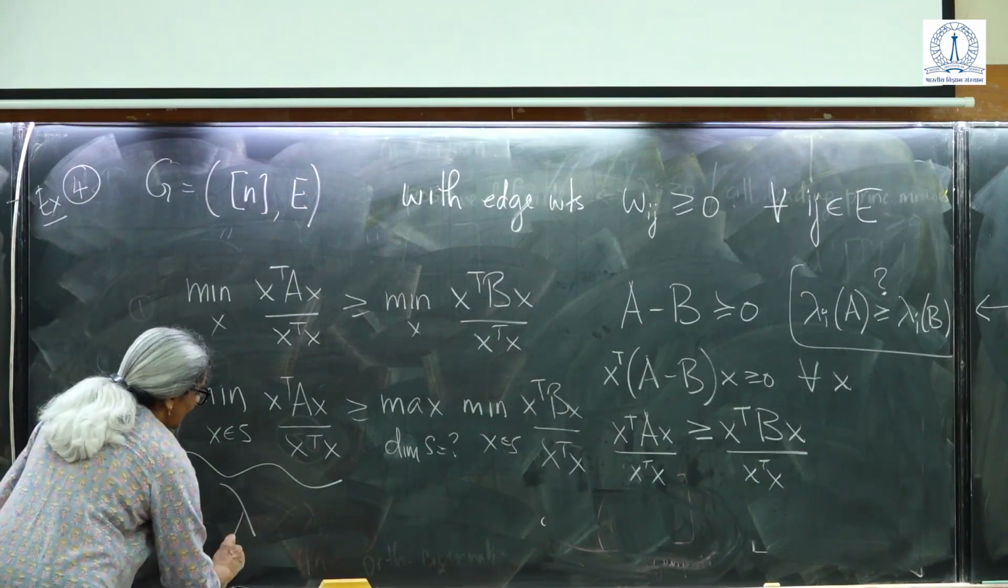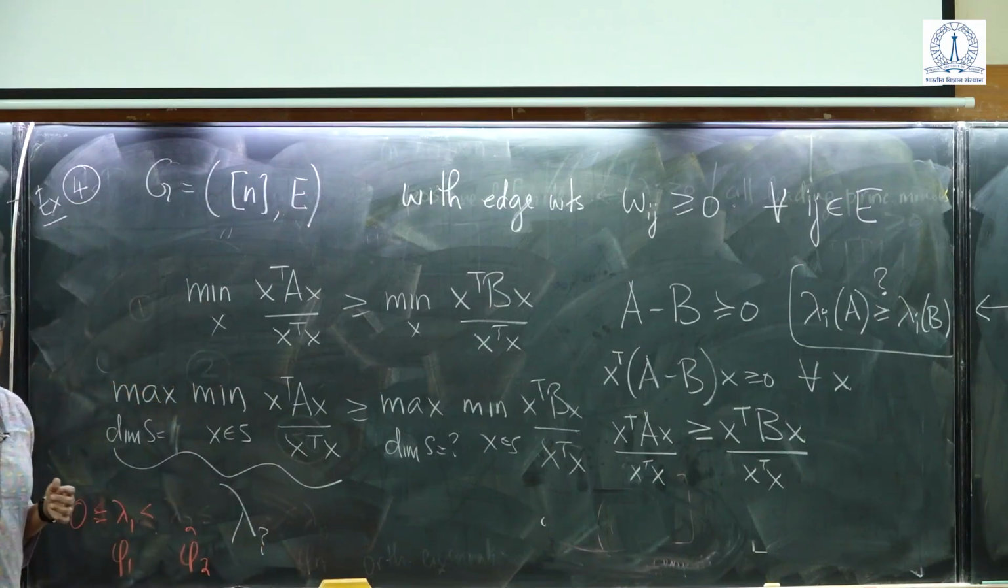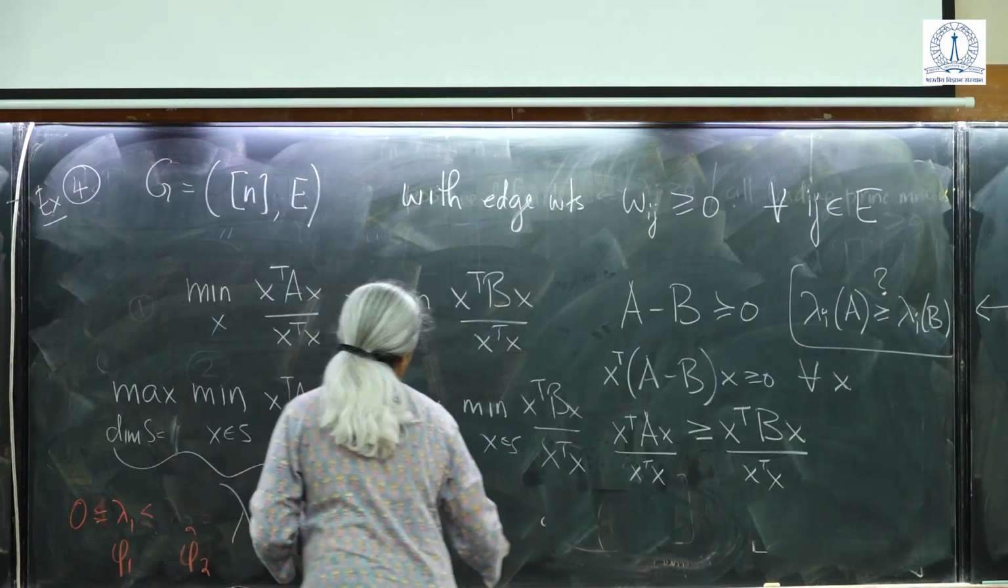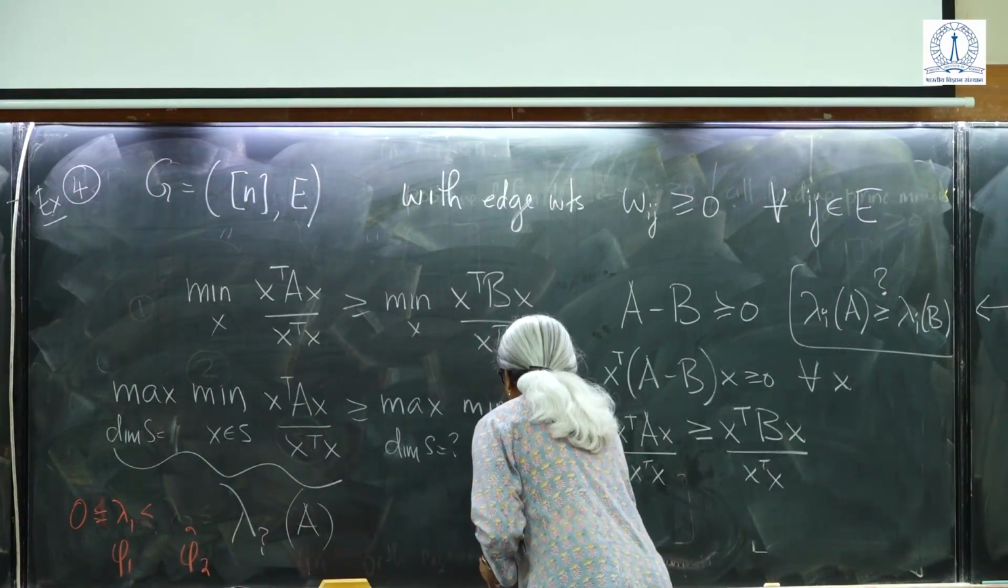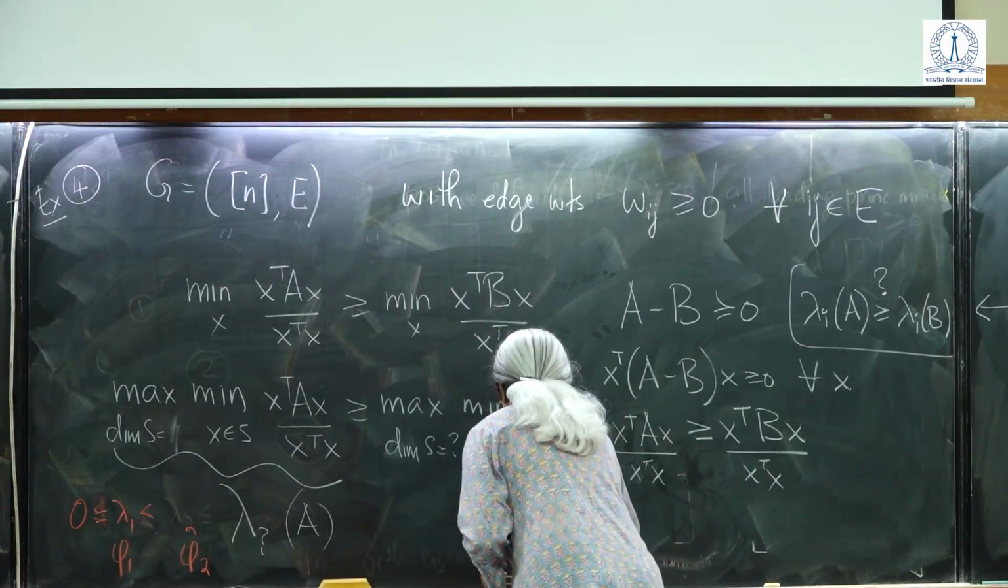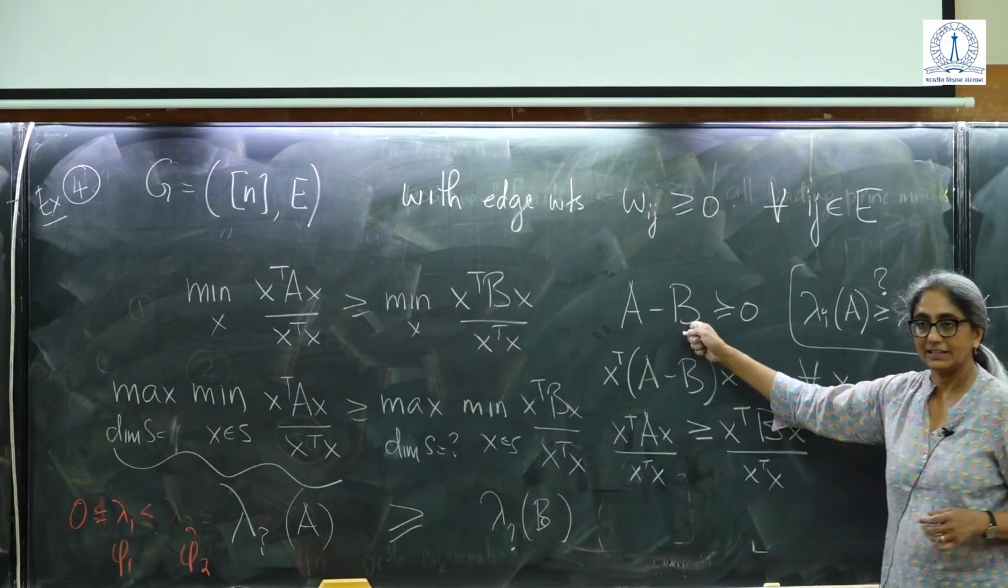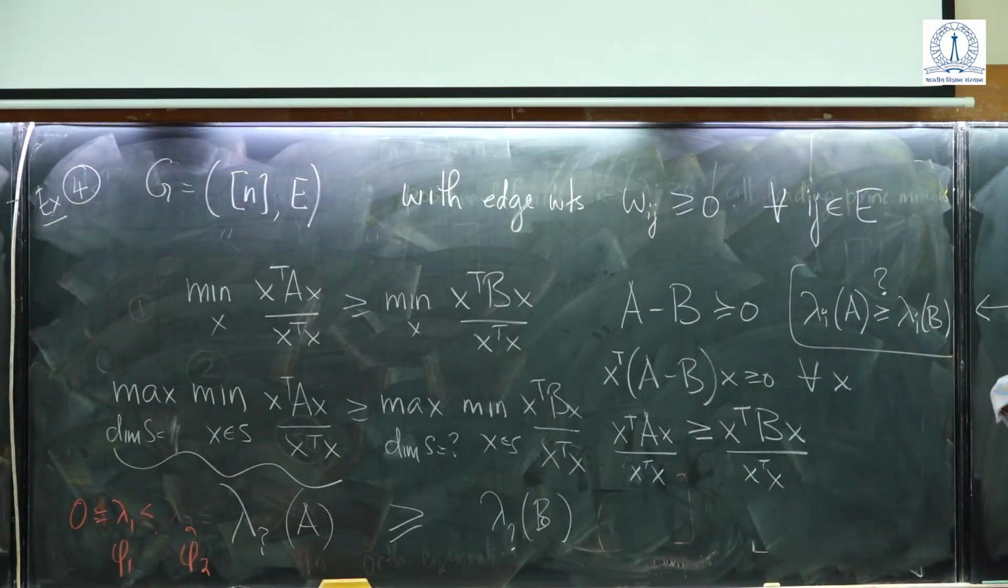Yeah, it's some eigenvalue. Let's call it lambda question mark of the A matrix. And this is the lambda question mark of the B matrix. Okay? So what I get is that if I have this condition, then one by one, the eigenvalues of one dominate the other one. Okay?